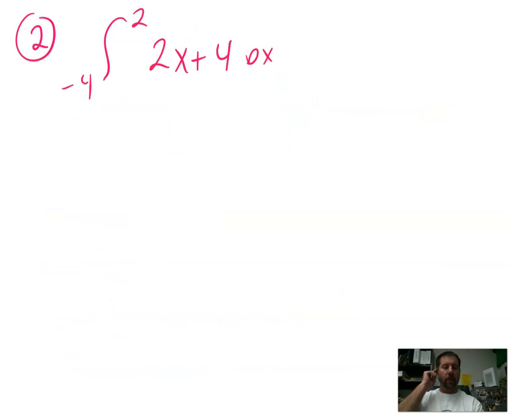All right, so next problem here. We want to evaluate this integral, negative 4 to 2 of 2x plus 4 dx. Again, we don't have the tool to do it algebraically yet. Again, we're doing all this stuff graphically and geometrically.